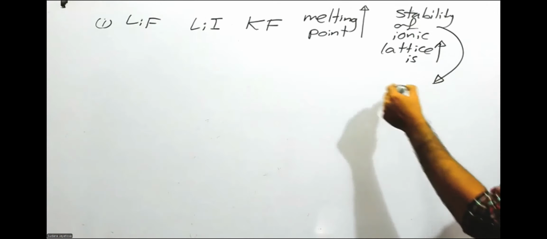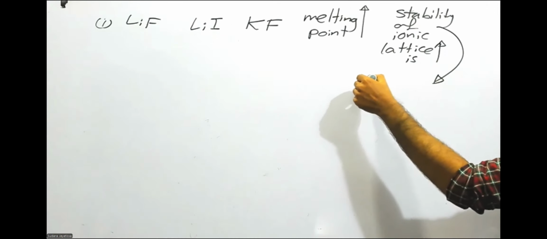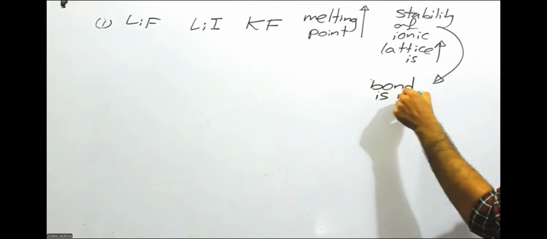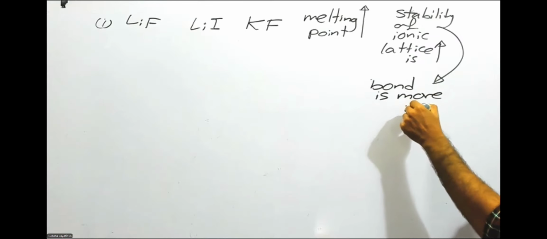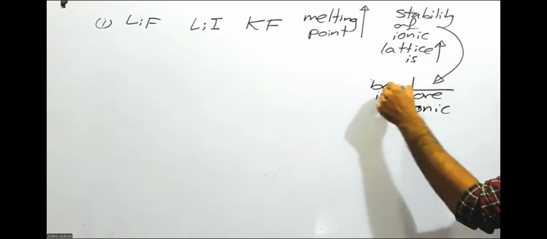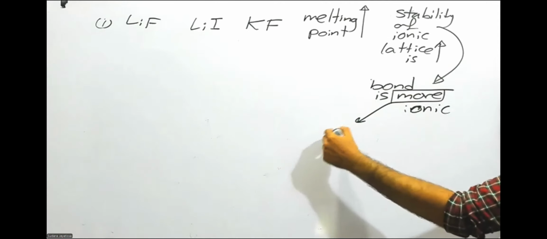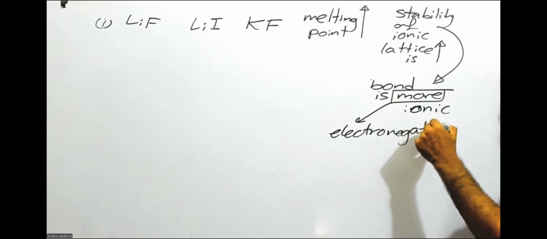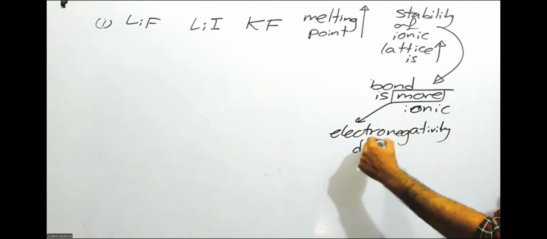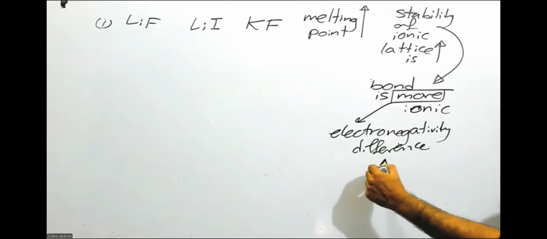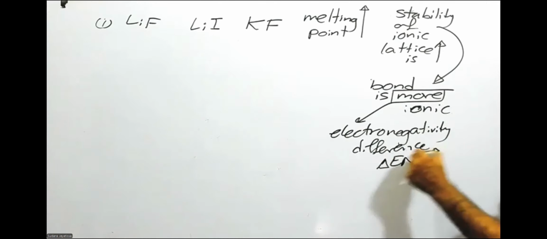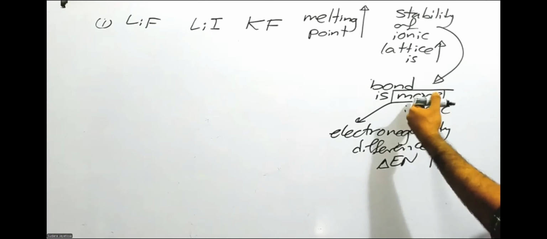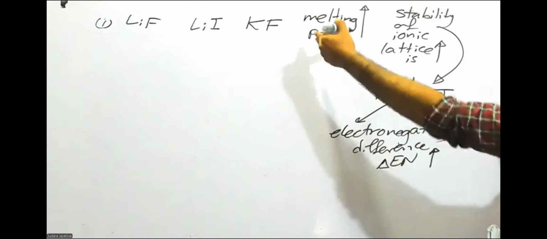The ionic lattice stability will be higher if the bond is more ionic. It will become more ionic if the electronegativity difference is higher. In short, we say delta EN. If delta EN is higher, then it will be more ionic, and then it will be stable and will have a higher melting point.